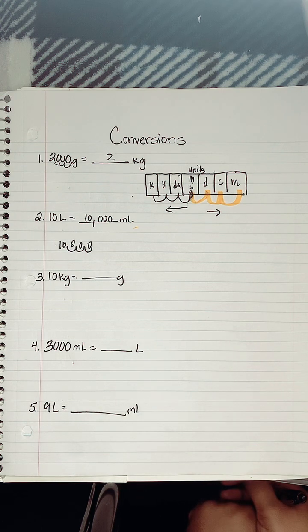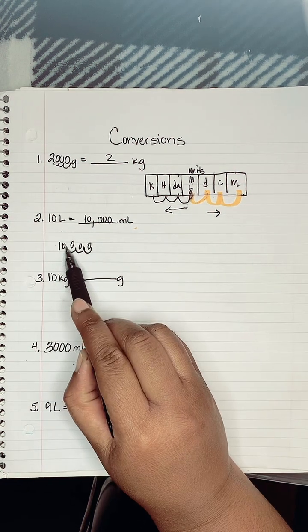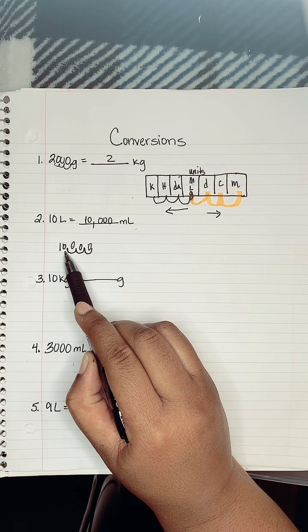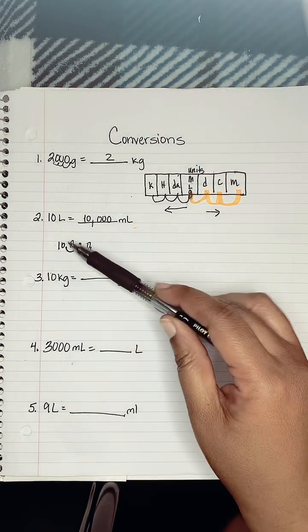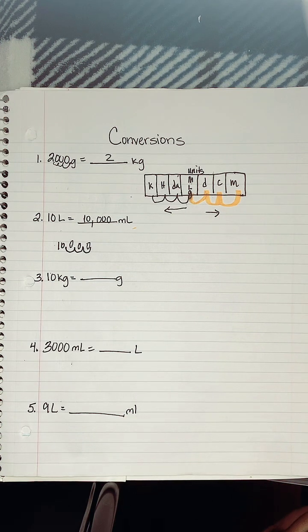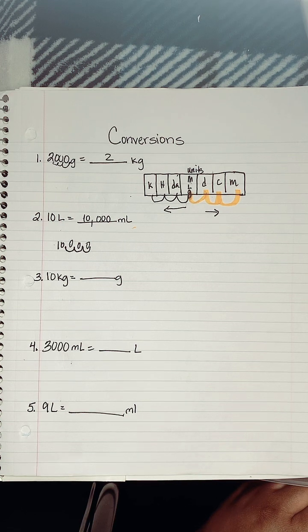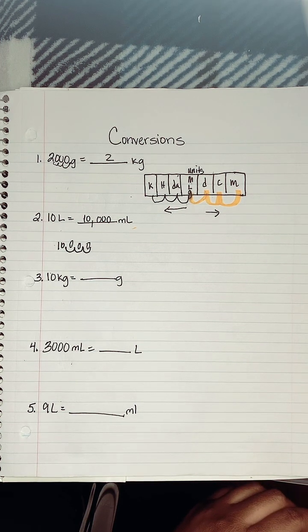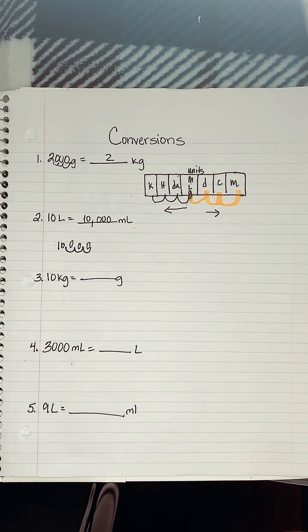Yes, it's 10,000, because we started with the 10 and you move it over. Does that clear up why it's 10,000 and not 1,000? Good.